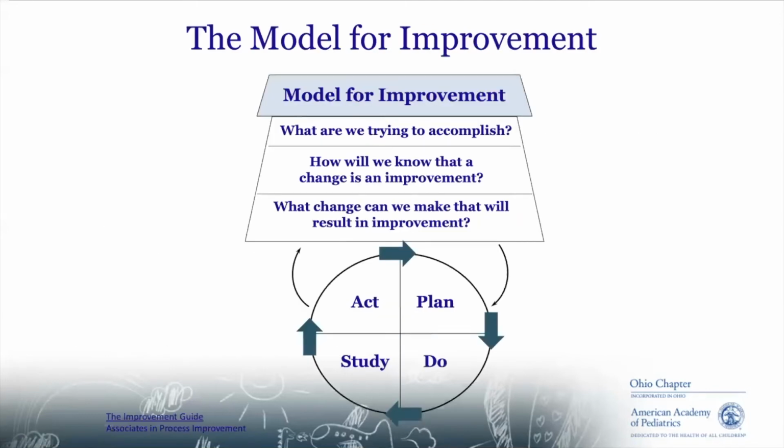Chris? So I'm going to talk a very brief overview of the quality improvement model. Here at the Ohio AAP, the model that we use, and I'm sure most of you are familiar with this, is the PDSA cycle, or Plan, Do, Study, Act. And when you're using this model for improvement, it's really nice because it walks you through step by step how to improve the care that you give in your practice.